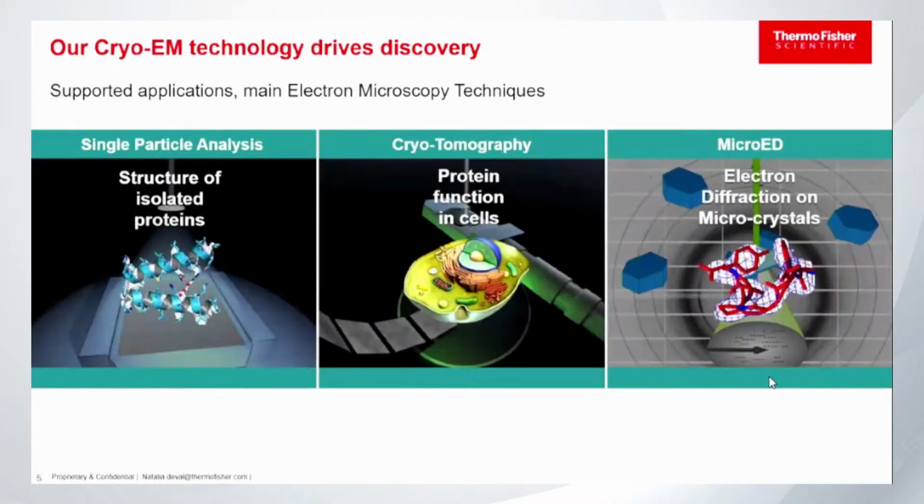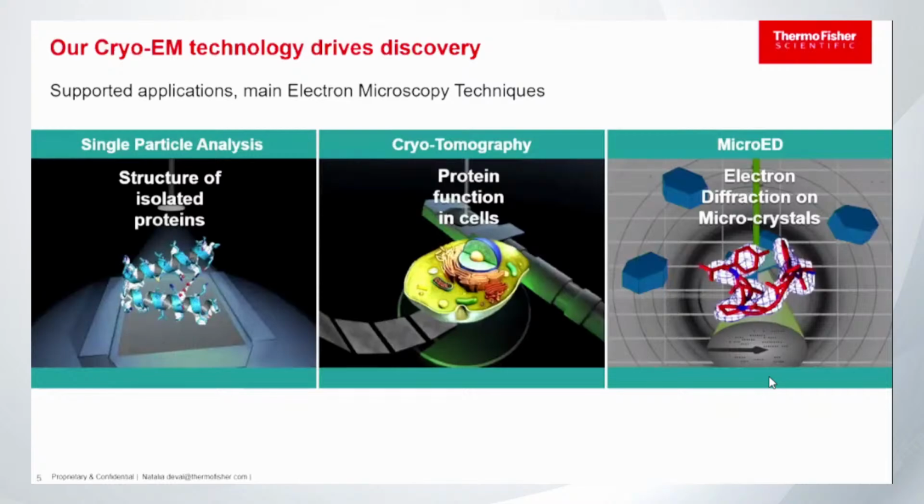Let's focus a bit more on cryo-EM. You have 3 main techniques. The first one is single particle analysis, and I will explain more about how it works. You can get the structure of isolated proteins. This is the technique everyone uses if you want very high, near atomic resolutions. The disadvantage of single particle analysis is that it's still isolated proteins; it's an ex situ technique.